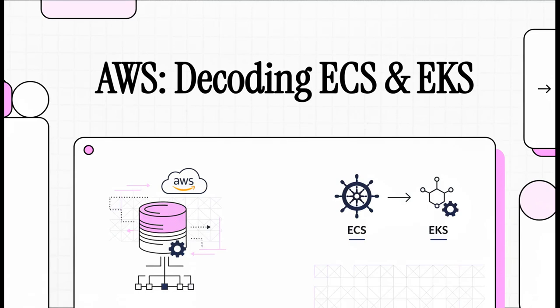Hey everyone, and welcome. Today, we're going to pull back the curtain on a really core piece of the modern tech stack, container orchestration on AWS. Look, if you've ever deployed an application, you know there's both magic and, let's be honest, complete madness that comes with it. So we're going to decode two of AWS's most powerful services for taming that madness, ECS and EKS.